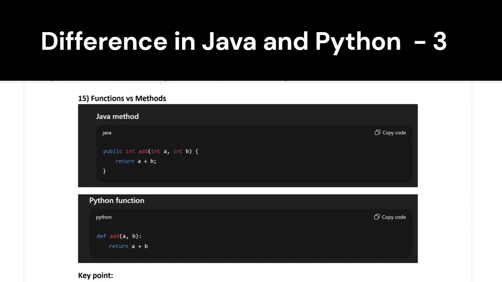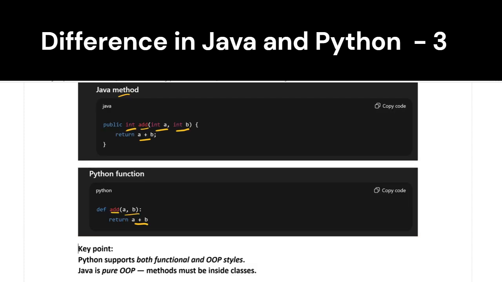Let us talk about functions versus methods in Java and Python. So in Java, when we declare a method, we mention the name of the method along with the data types of the variables which we are going to use. Finally, whatever the method is returning, like in this case, we are adding both the numbers and it is going to return the addition of A and B. In Python, we directly mention the name of the function along with the variables which we are going to use in this particular function, without the data type.